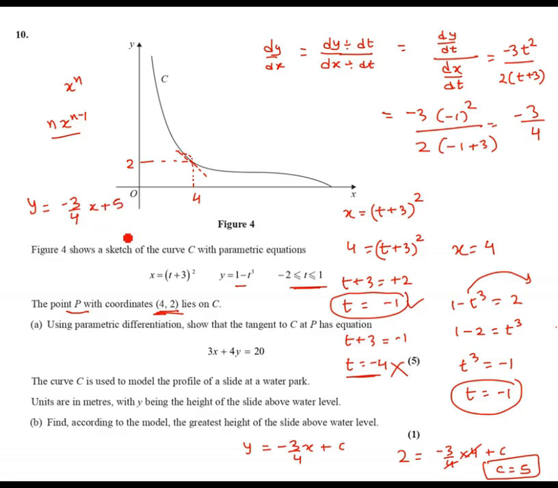Let's multiply by 4 on both sides, so that will give you 4y equals minus 3x plus 5, and then bring the minus 3x to the left, so that will give you 3x plus 4y. So this will be 20. Sorry, when you multiply 5 by 4, this will be 20. So 3x plus 4y equals 20. So that's the answer to part A.